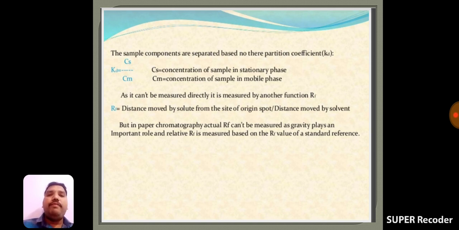What is the retardation factor? Formula: distance moved by solute from the site of the origin spot divided by distance moved by solvent. That is the retardation factor. But in paper chromatography, Rf cannot be measured accurately as gravity plays an important role, so relative retardation factor is measured based on the retardation factor value of a standard reference. In thin layer chromatography we calculate the retardation factor, but in paper chromatography there is no Rf measure.